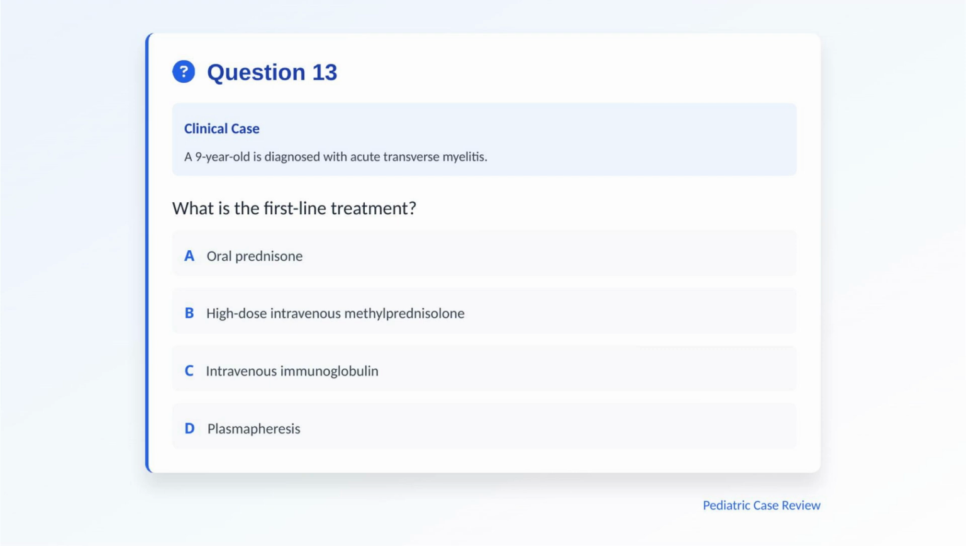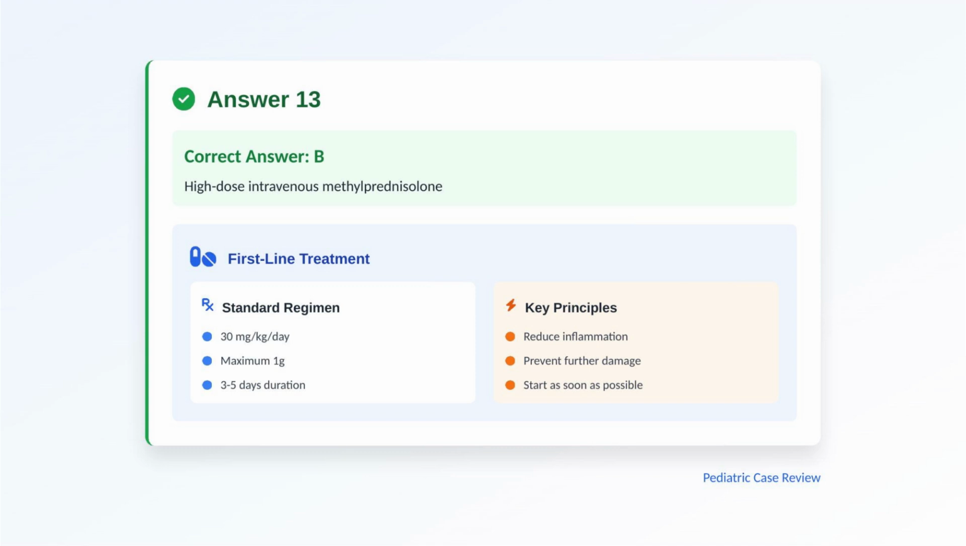A 9-year-old is diagnosed with acute transverse myelitis. What is the first-line treatment? A. Oral prednisone. B. High-dose intravenous methylprednisolone. C. Intravenous immunoglobulin. D. Plasmapheresis. The correct answer is B.